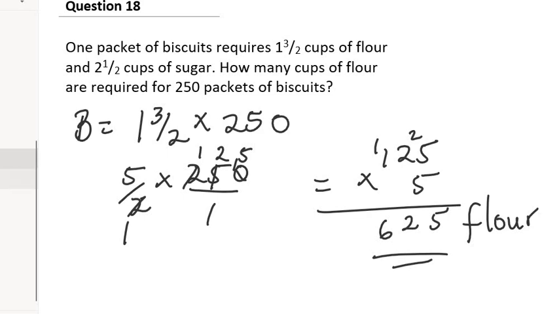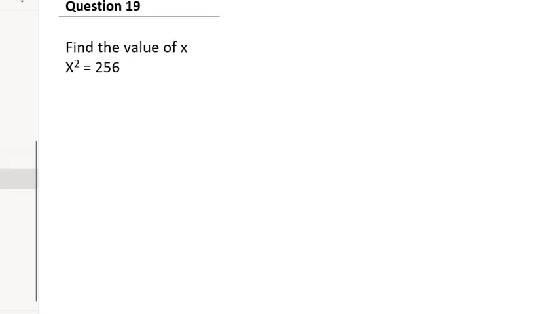Okay, question 19. Find the value of X. All right, this is very easy. All you need to do is to get rid of this square root. To do that, we have to square both sides. This square root and square cancels out. X equals the square root of 256, which is 16. That's our answer.